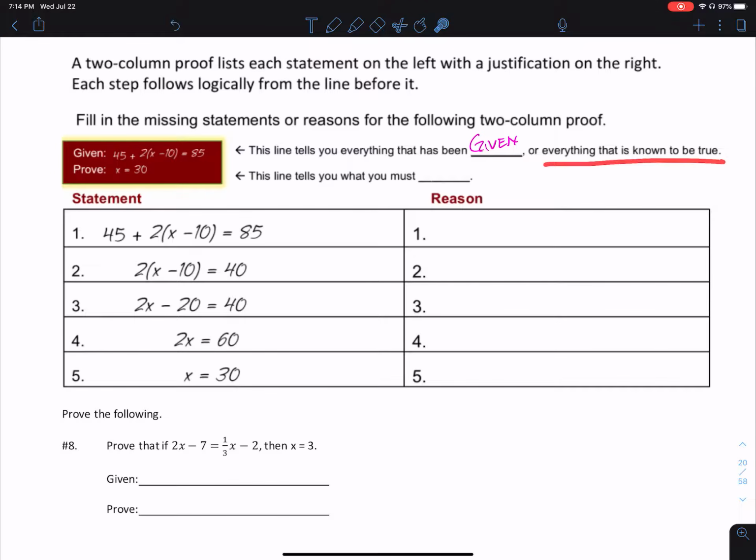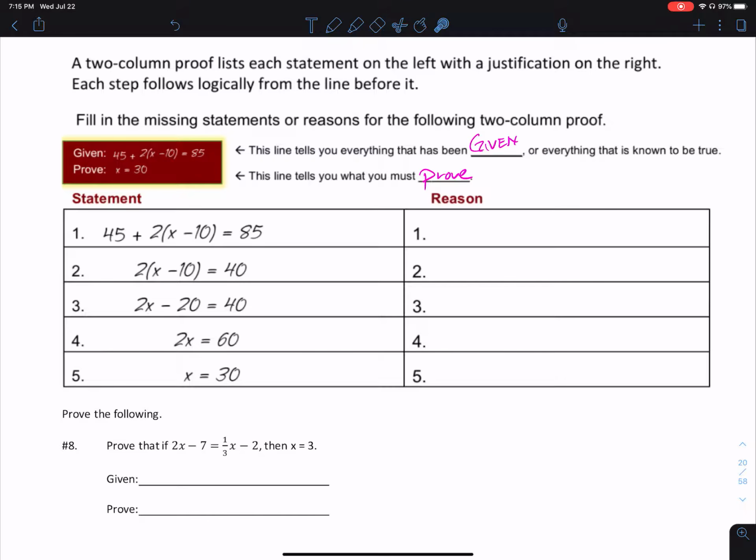Or everything that is known to be true. So we are assuming on this problem, this is 100% true. We don't know if what we're trying to prove is actually true. If we can use rules of algebra to get to this point, then we can say that this line tells you what you must prove. We can prove that that's true. The only thing you're not allowed to use in a proof is what you're trying to prove. You can use any other thing that you know.